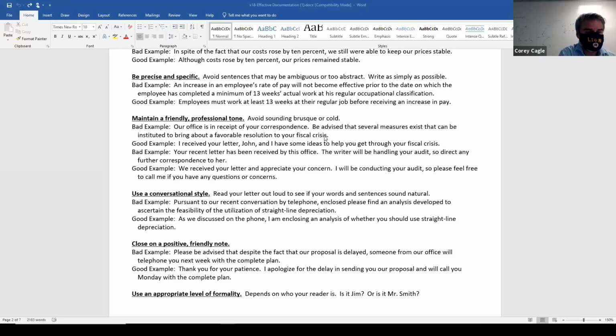Bad example: Your recent letter has been received by this office. The writer will be handling your audit, so direct any further correspondence to her. I've seen stuff like that. It's so impersonal. Better is: We received your letter and appreciate your concern. I will be conducting your audit, so please feel free to call me if you have any questions or concerns. Way better, right?